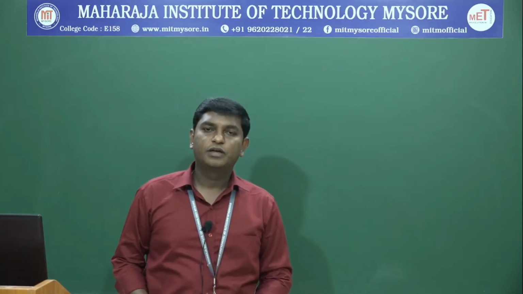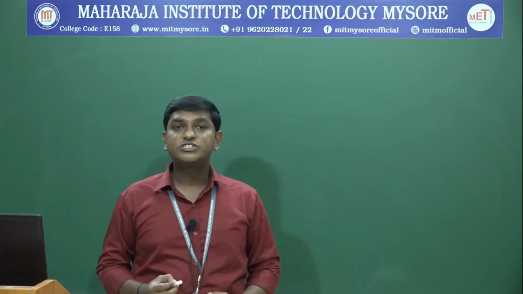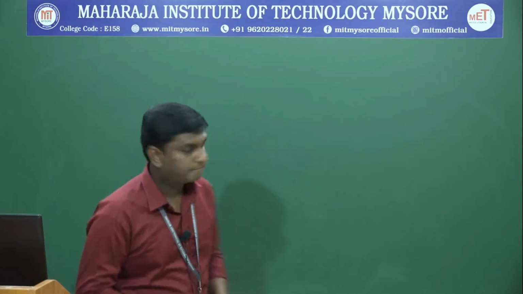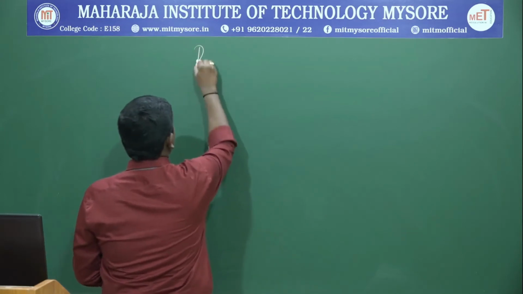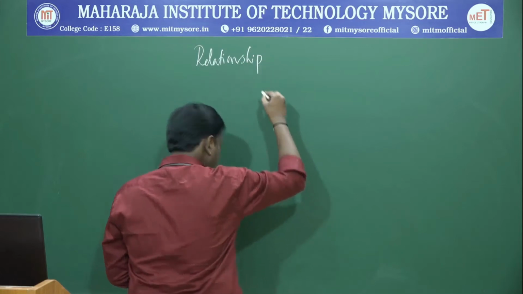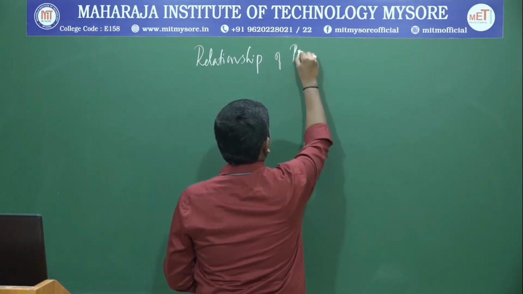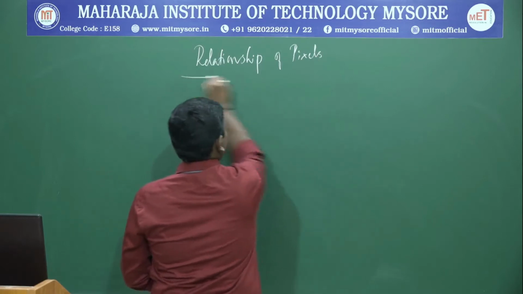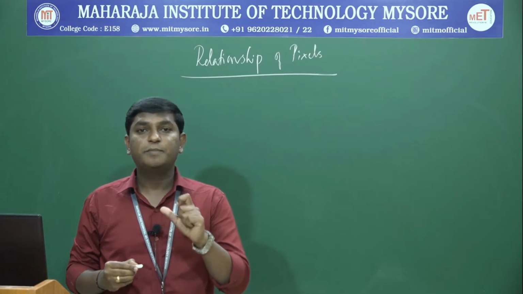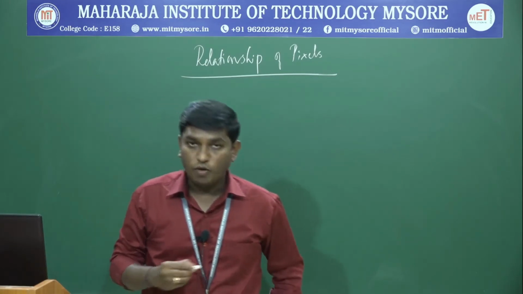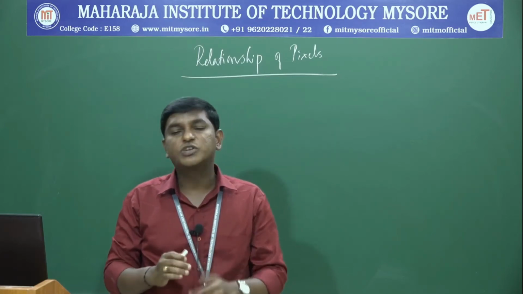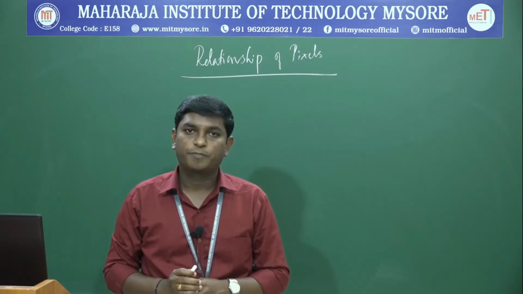Hello everyone. Now we will discuss the relationship between a pixel and its neighboring pixels. In the last class we have seen how we can represent a pixel. Now we will see, if we take one pixel, what is its relationship with the neighboring pixels.